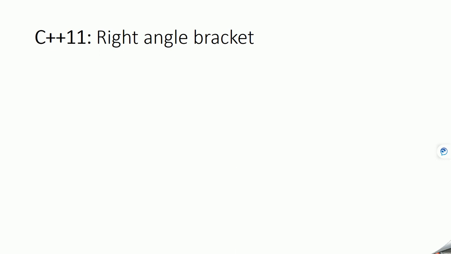In this video we are going to learn about an improvement that is done with respect to right angle bracket in C++11. Okay, so in C++03, if you want to create a nested template type, for example a vector of vector, then this double closing right angle bracket will be treated as either right shift operator or stream extraction operator in C++03.